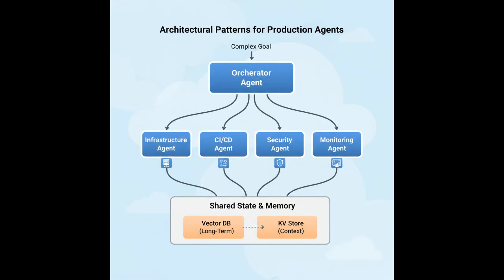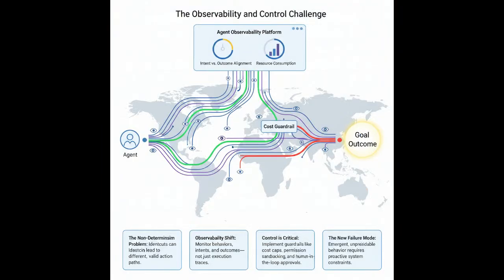Crucially, all these patterns depend on robust state and memory management. An agent needs long-term memory to learn from past actions, and short-term or contextual memory to track its current plan. Architecturally, this often translates to using vector databases for semantic memory and fast key-value stores like Redis for managing session state. The choice here directly impacts the agent's coherence and effectiveness.